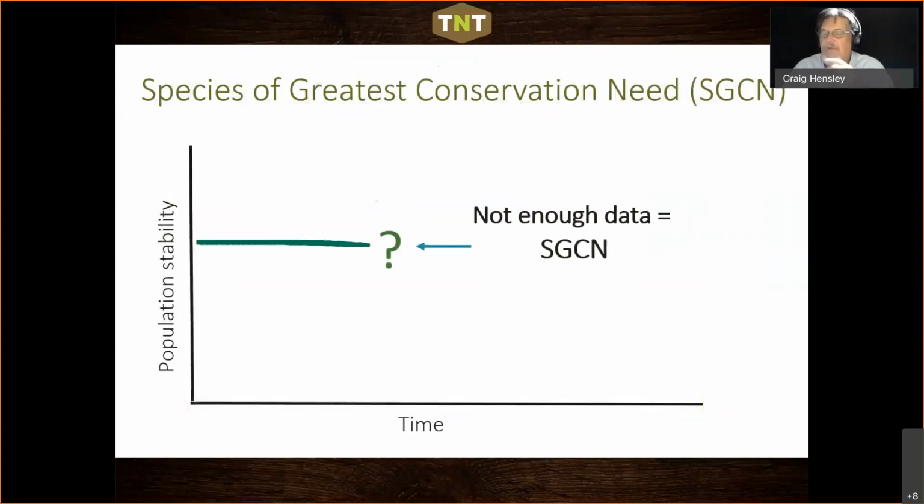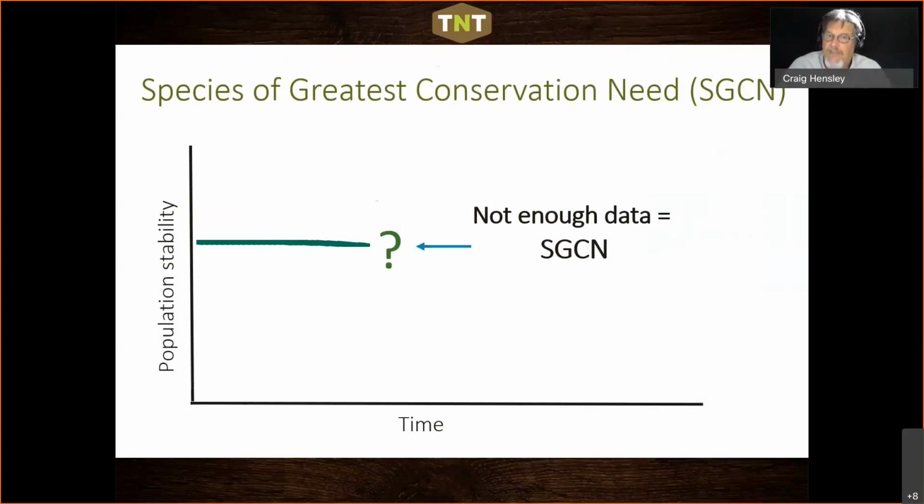A second way a species can become an SGCN is we literally don't have enough data on that species. So if you go to Texas Parks and Wildlife and you look for SGCNs, you're going to find the Carolina chickadee on that list. Well, if you know anything about birds, the Carolina chickadee seems to be everywhere. But we just don't know what the population trends are for that bird and many other species. And some of those species that are on that list are so small or live in such small environments like caves that we don't know the space. We just don't know.